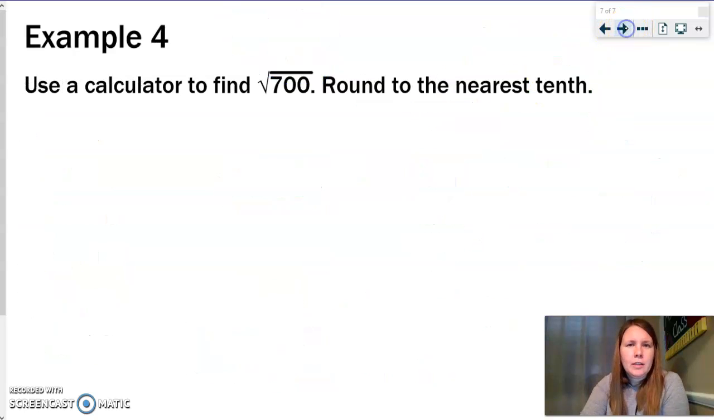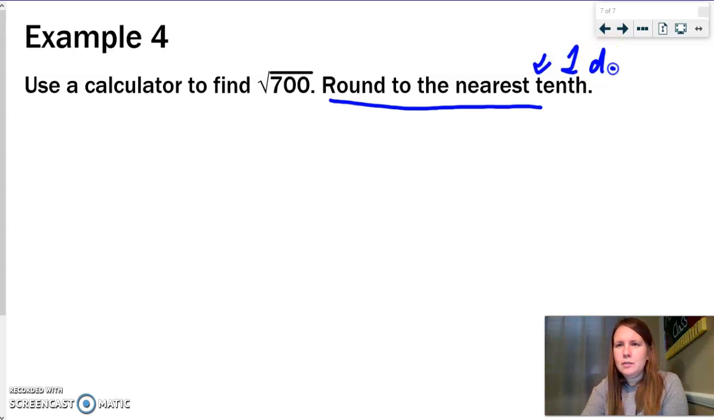If that's a little tricky though, sometimes we are allowing you to use the calculator. So this time it says use a calculator to find the square root of 700. Round your answer to the nearest tenth. So this just means 1 decimal place.